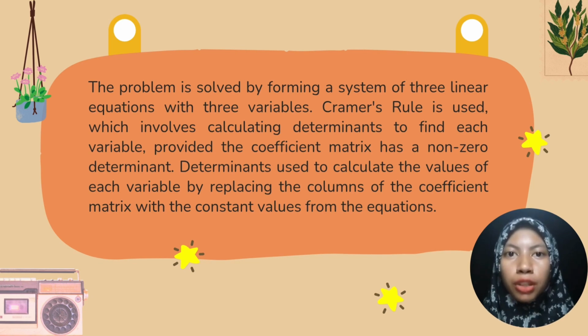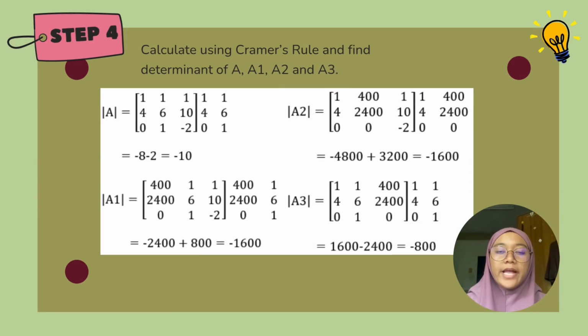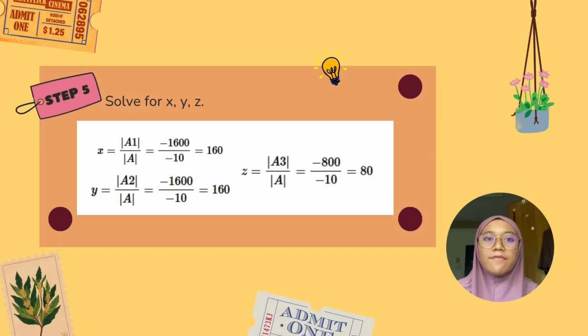values from the equations. For step 1, define the variables, where x equals the number of children's tickets, y is the number of teenagers' tickets, and z is the number of adults' tickets. Step 2, form linear equations based on the problem, then convert the equations into the augmented matrix form. Step 4, calculate using Cramer's rule and find the determinants of A, A1, A2, and A3. Step 5, solve for x, y, and z.